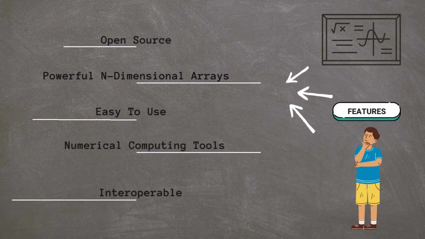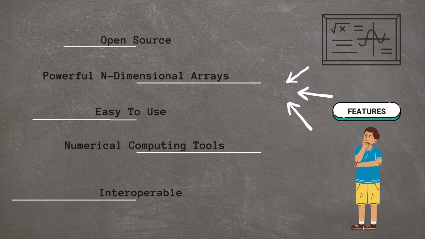The second one is the powerful n-dimensional array. NumPy provides a powerful array called NumPy ndarray that supports multi-dimensional arrays, facilitating efficient manipulation of large datasets. For example, creating a 2D array in NumPy. The third one is easy to use. NumPy offers a user-friendly interface and a vast array of functions, making it accessible for both beginners and experienced users. For example, calculating the mean of an array in NumPy.